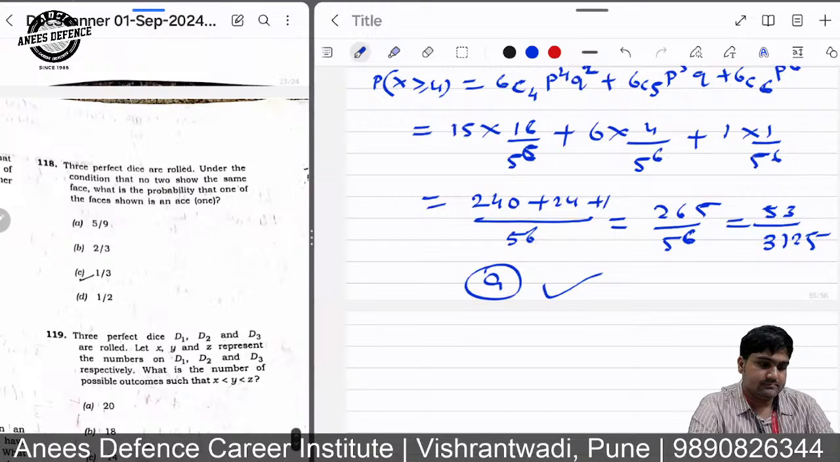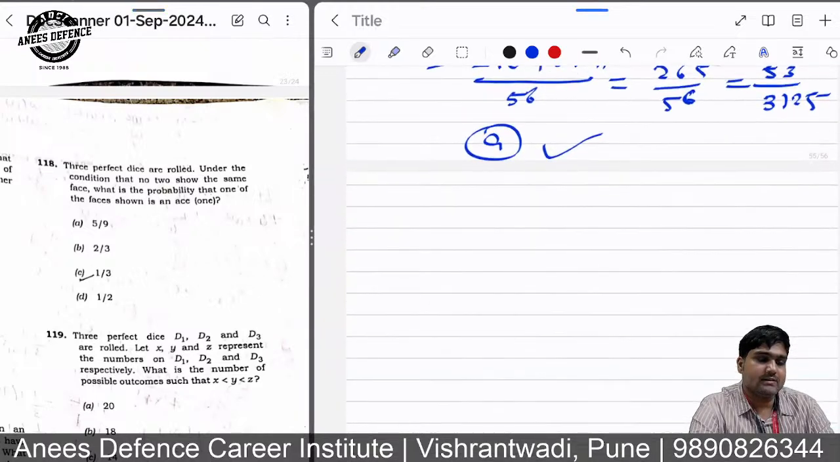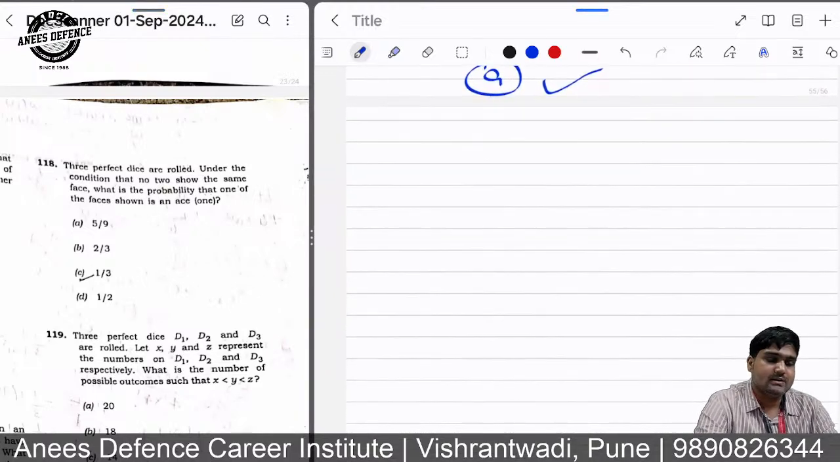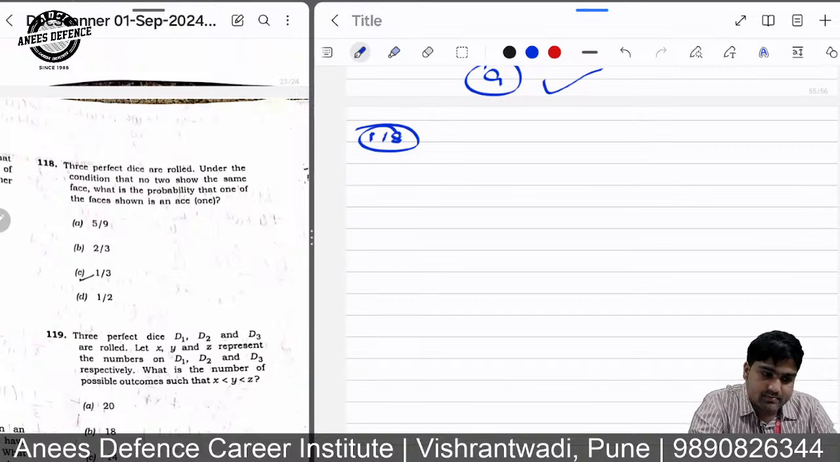Okay. So three perfect dice are rolled under the condition that no two show the same faces. Again, this is an interesting question based on conditional probability. Three perfect dice are rolled under the condition that no two show the same faces. So, favorable. First, find the possible outcomes.